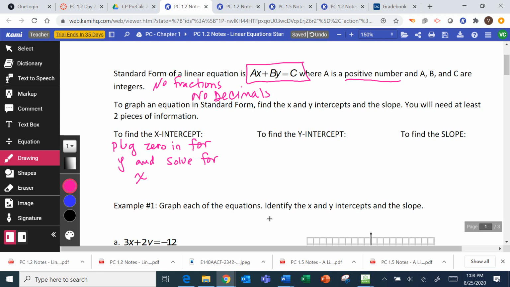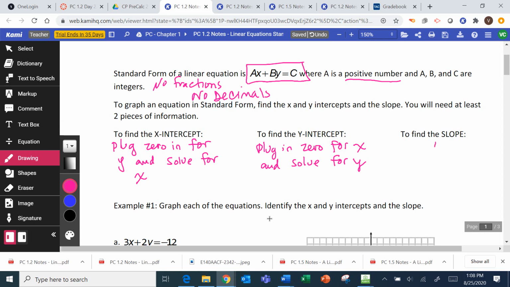If you want to find the y-intercept, in every single equation in math, you plug in 0 for x and solve for y. So while we're going over that for a line, it works for every single equation we're going to graph this year.